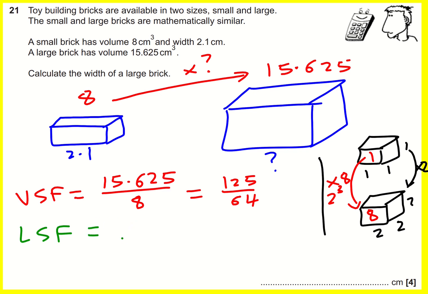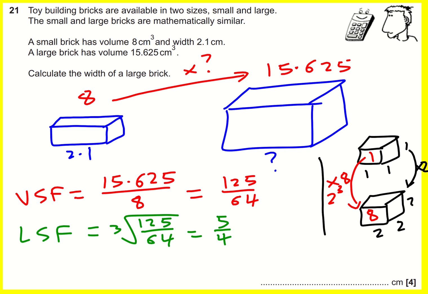To get the length scale factor, I find the cube root of 125 over 64. And actually I could do this without a calculator. 125 is a cube number. Its cube root is 5. 64 is a cube number. Its cube root is 4. You can put it in your calculator if you like.